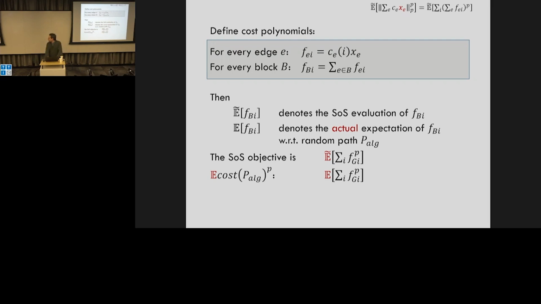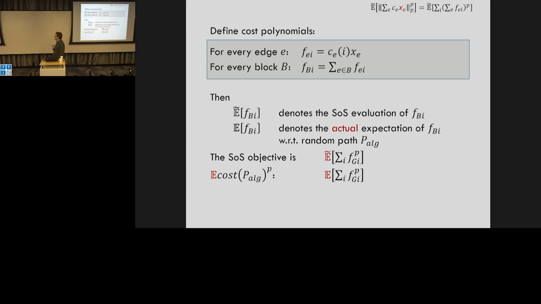Now, what is the SOS objective? The SOS objective is equal to the sum over all edges of c times x_e to the power of p. And it's easy to see that it can be written in terms of these newly defined cost polynomials. That's simply the sum over all coordinates i of f_G^i to the power of p. So in the definition of f_G^i, we go over all edges in G and add up their cost polynomials.